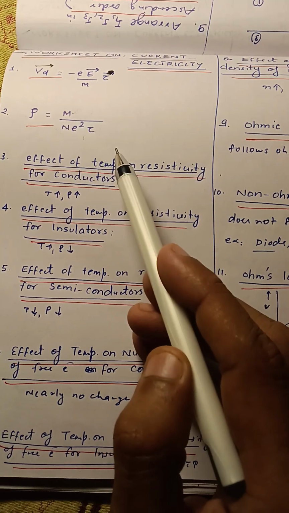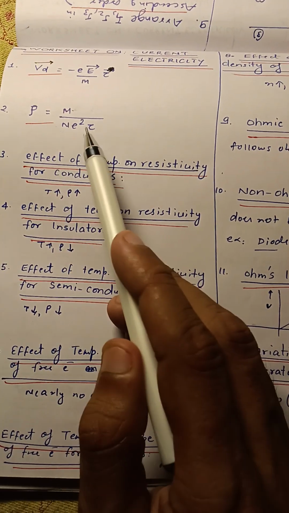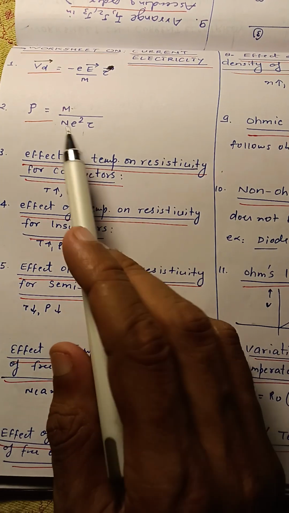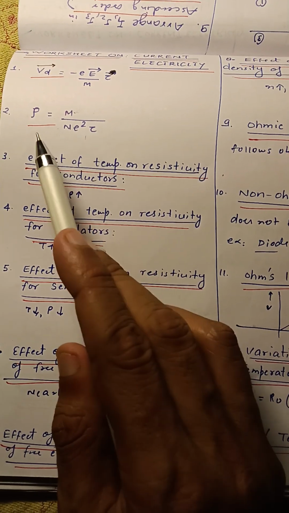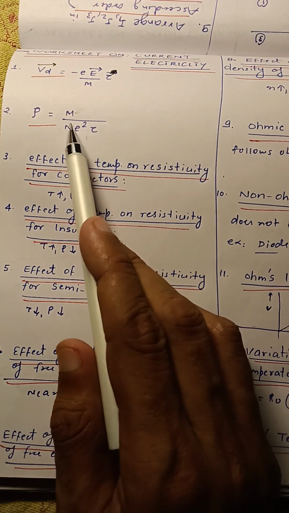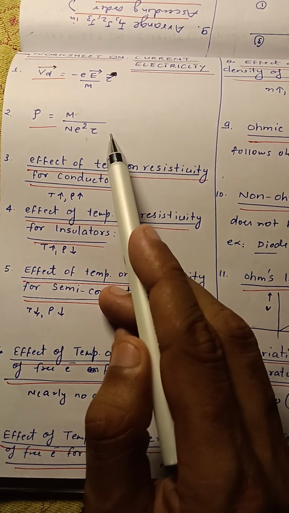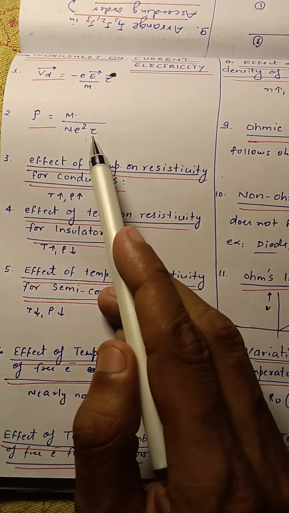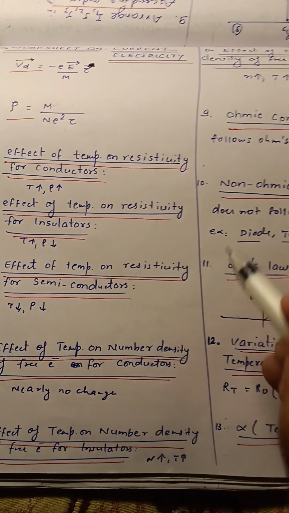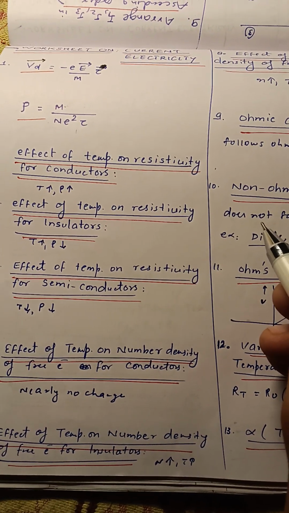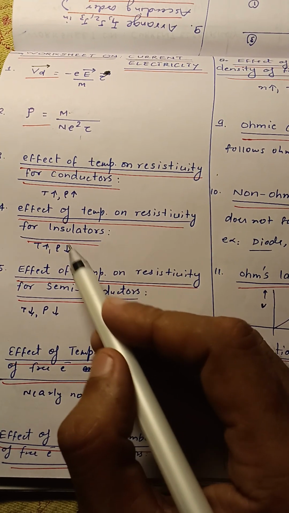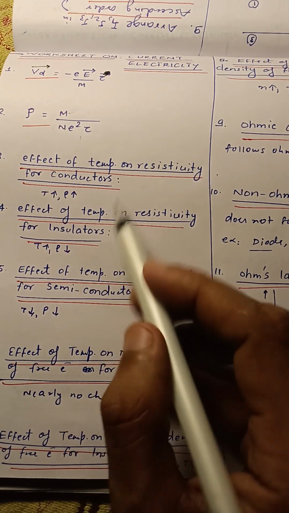Whereas in the case of insulators, here number density and tau both come into play, because for conductors number density is approximately constant, so there is only dependency on tau. But for insulators, there is a dependency on both n as well as tau. On increasing temperature, n increases and tau decreases. But it has been experimentally observed that the product of n and tau increases as a whole, because of which resistivity decreases. That is the explanation.